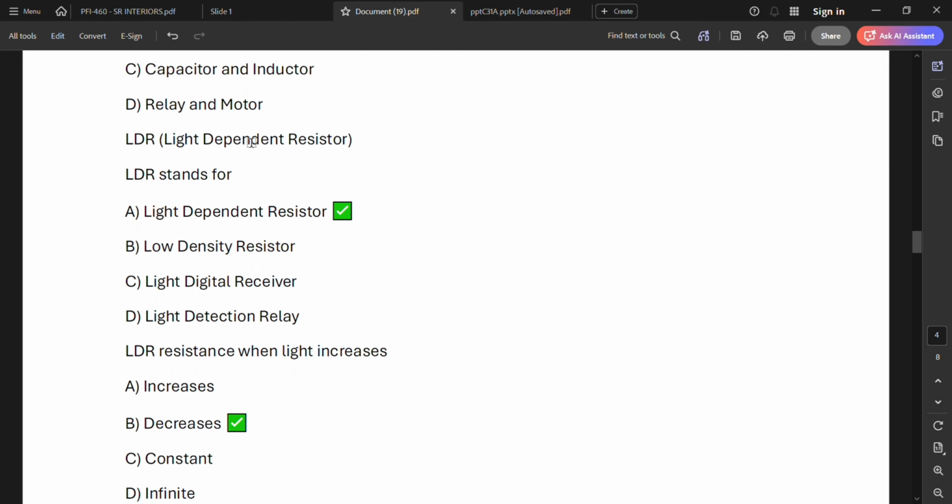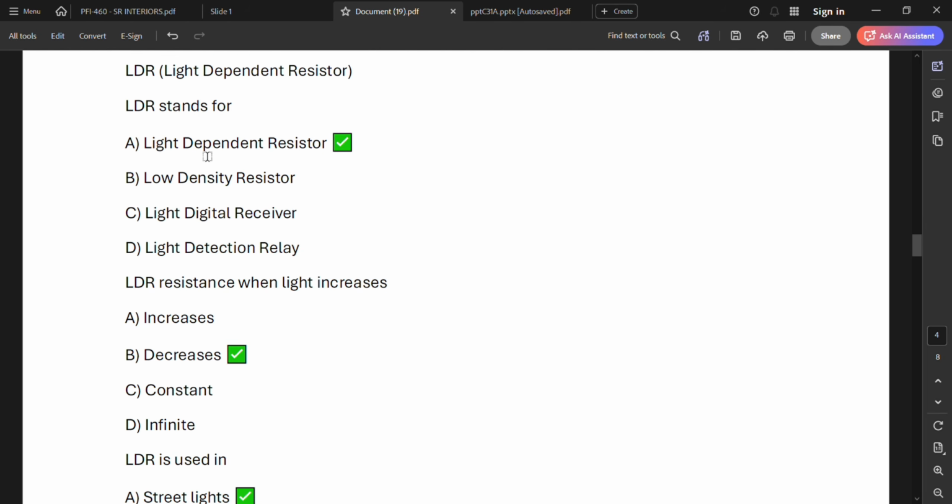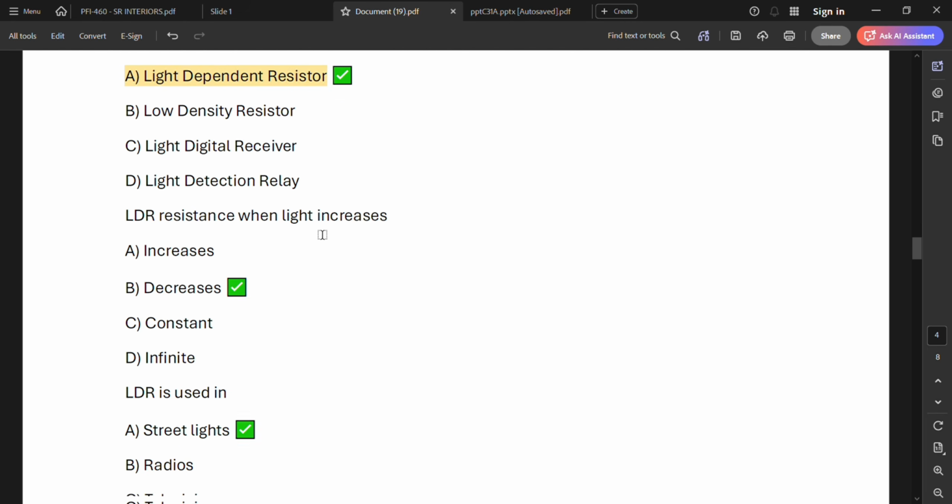Next question. LDR stands for light dependent resistor, load resistor, light digital receiver, or light detection relay. The correct answer is option number A, light dependent resistor.